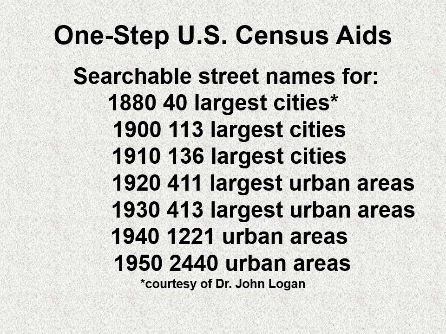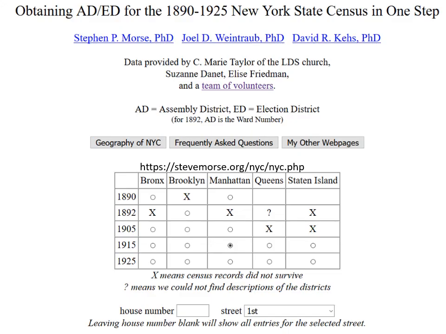We thank Dr. John Logan for providing us information for 1880. We also put together, from a number of people who helped us, the 1890 to 1925 censuses that pertain to the city of New York. And it's there. 1890 is the police census, and the 1892, 1905, 15, and 25 are the New York State Census, if they are available.